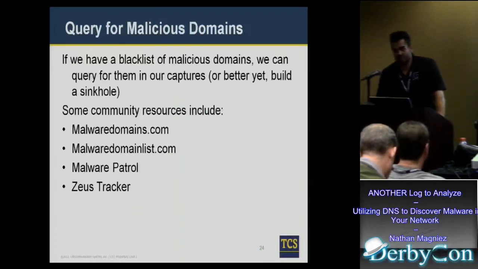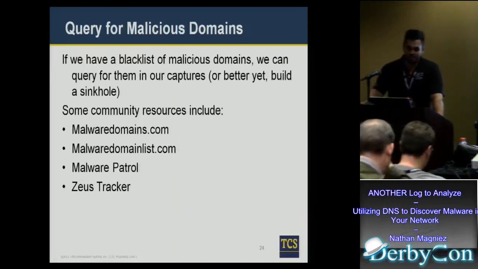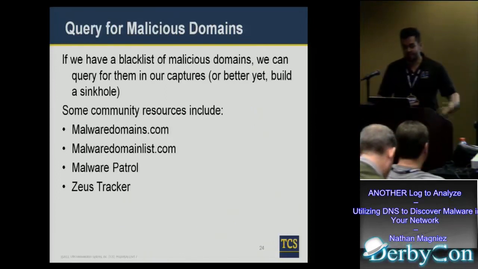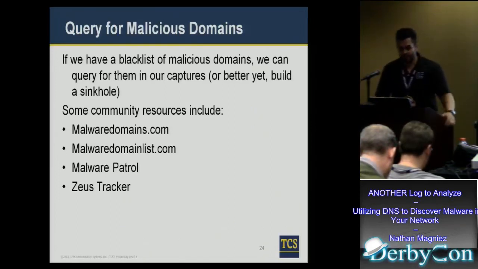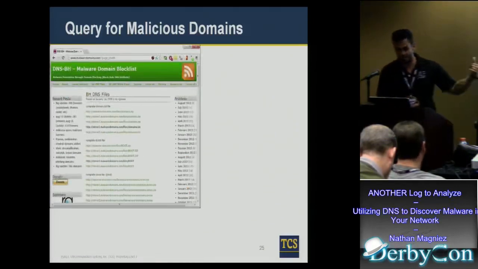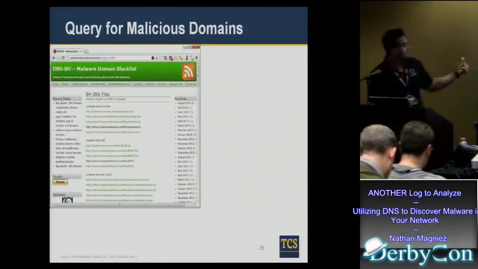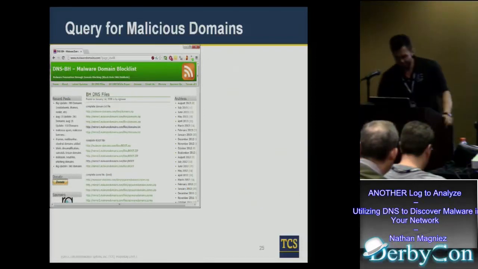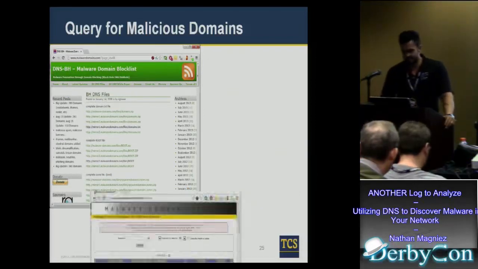All right. So we can also query for some malicious domains as well. If we have a blacklist of known malicious domains, we can go ahead and start to look inside of our logs for those too. So some good resources for that include Malware Domains, Malware Domain List, Malware Patrol, and Zeus Tracker. From that, we can either query them or, better yet, like I said, create a black hole or sinkhole. So some examples up here: Malware Domains block lists. They have a blacklist or black hole list you can go ahead and pull down. I believe it's updated at least weekly, if not daily.